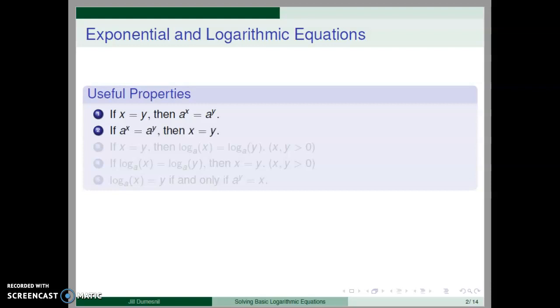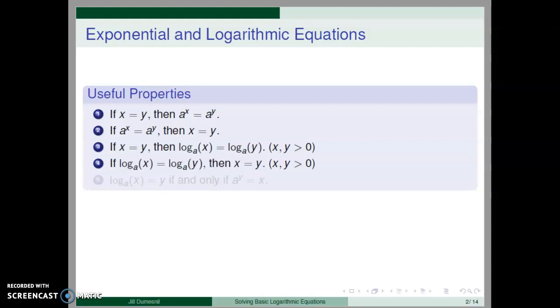Also, we will have the converse statement that given equal exponential expressions with the same base, the exponents must also be equal. We can also apply any logarithmic functions to both sides of a given equation. Thus, if x equals y, then log base a of x equals log base a of y. Of course, we have the caveat that x and y must actually be in the domain of the given logarithmic function. Hence, x and y must both be positive.